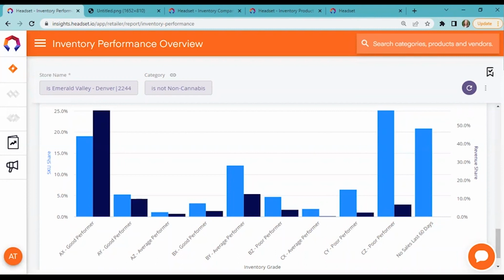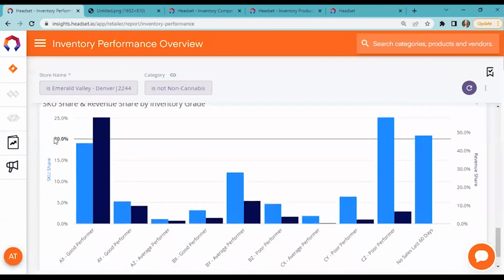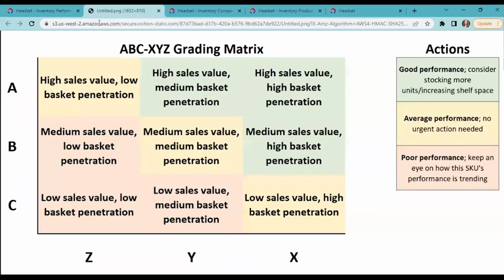So this is what we call an ABC XYZ matrix. And this is just a way to categorize and grade those products based on how they're performing at your store. We do have a whole industry report based on how to optimize your shelf space. So I'm happy to send that to you after. It has all of this information on our grading matrix, the ABC XYZ.